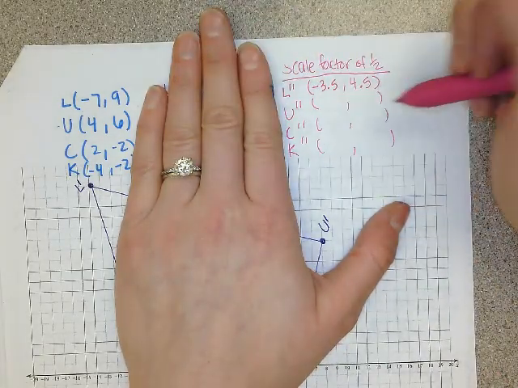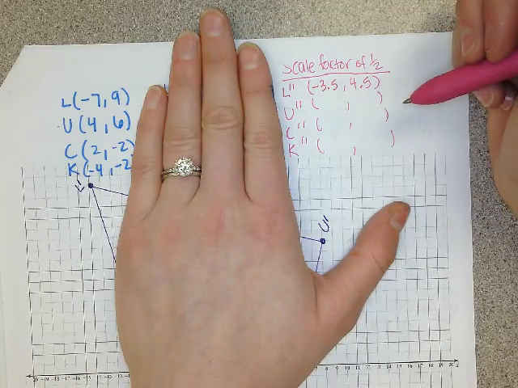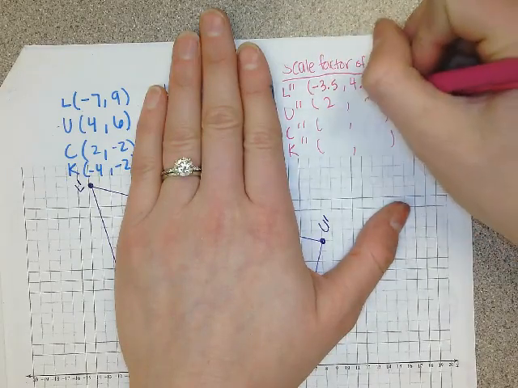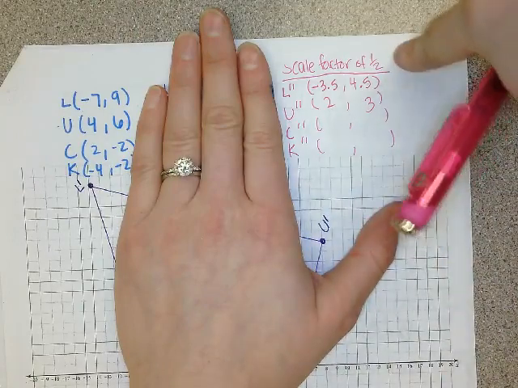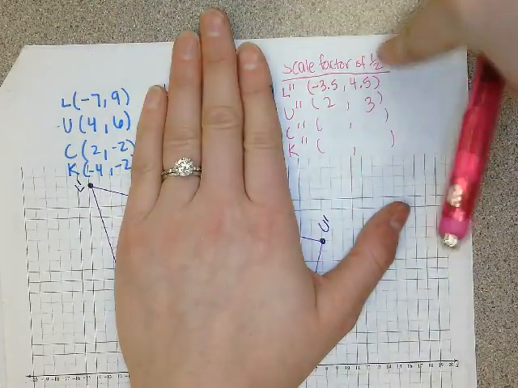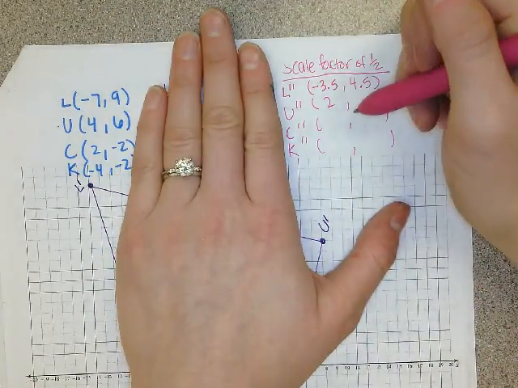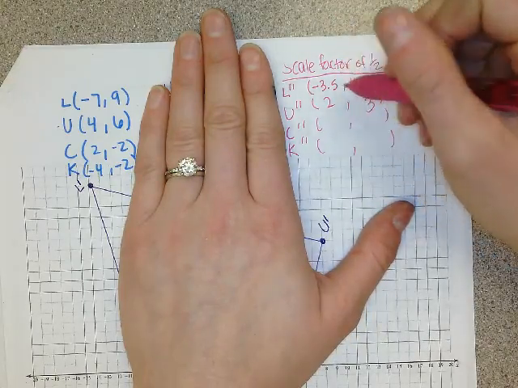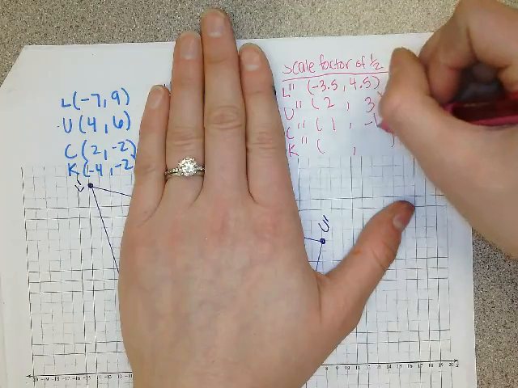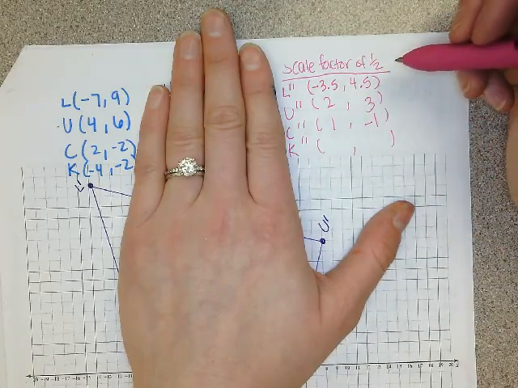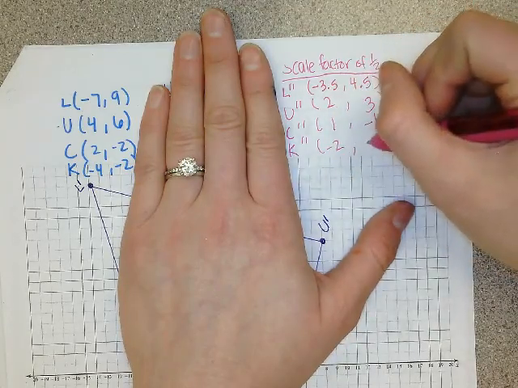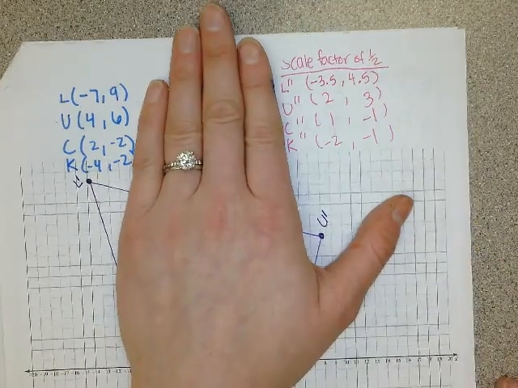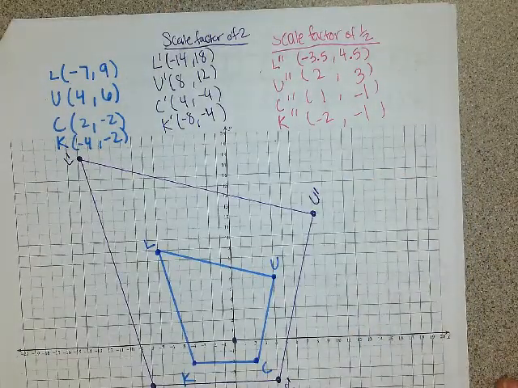All right, what do we get for U prime? 2 and 3, right? Because 4 divided by 2 is 2. 6 divided by 2 is 3. What about C prime? 1 and negative 1. What about K prime? Perfect. Nice job, guys. All right, let's go ahead and graph that.